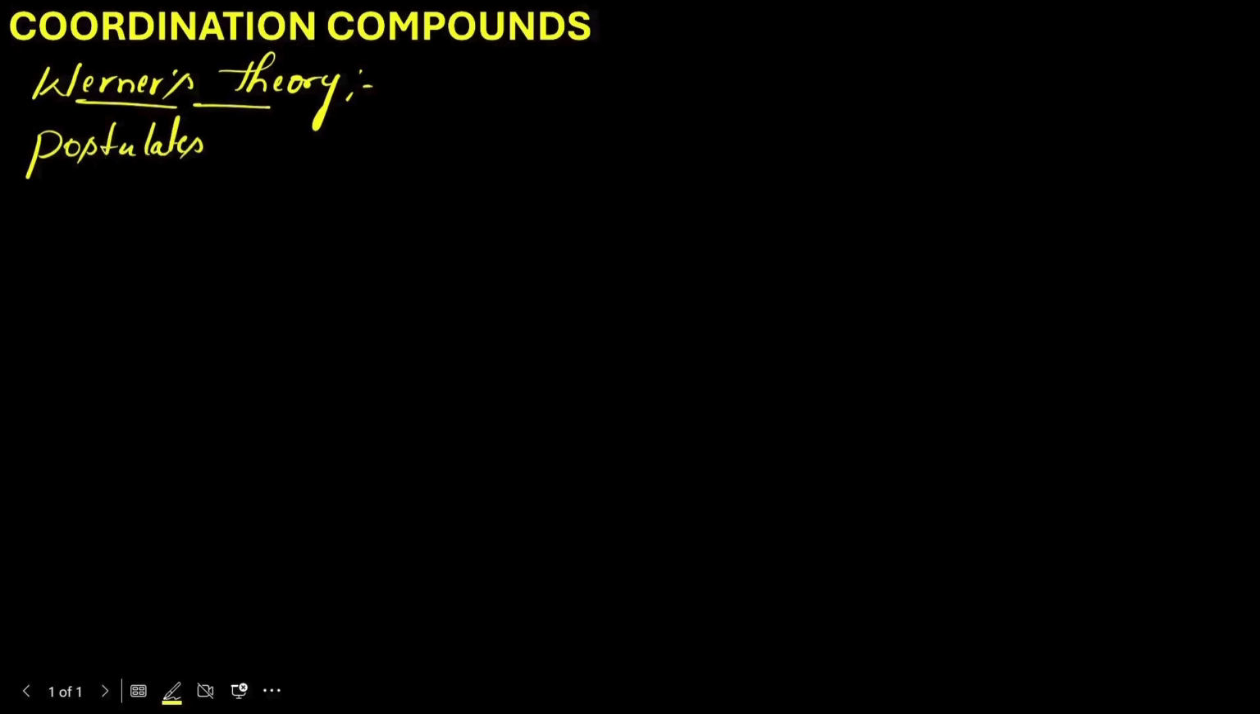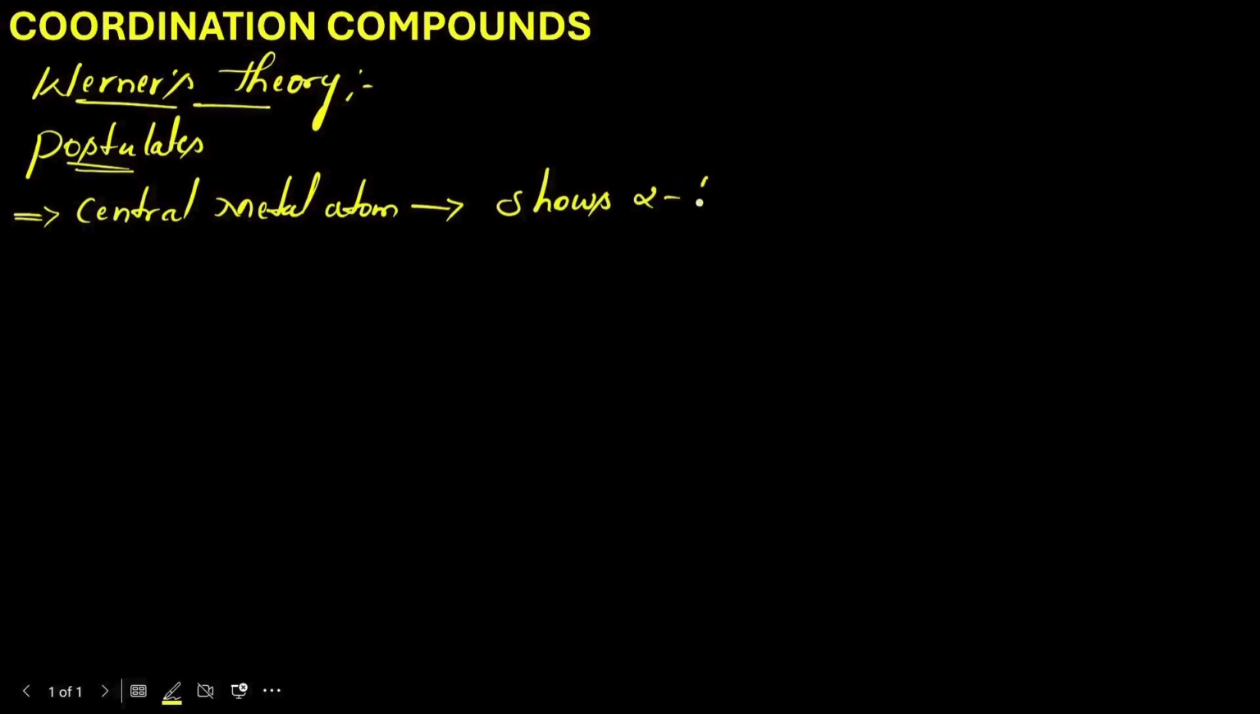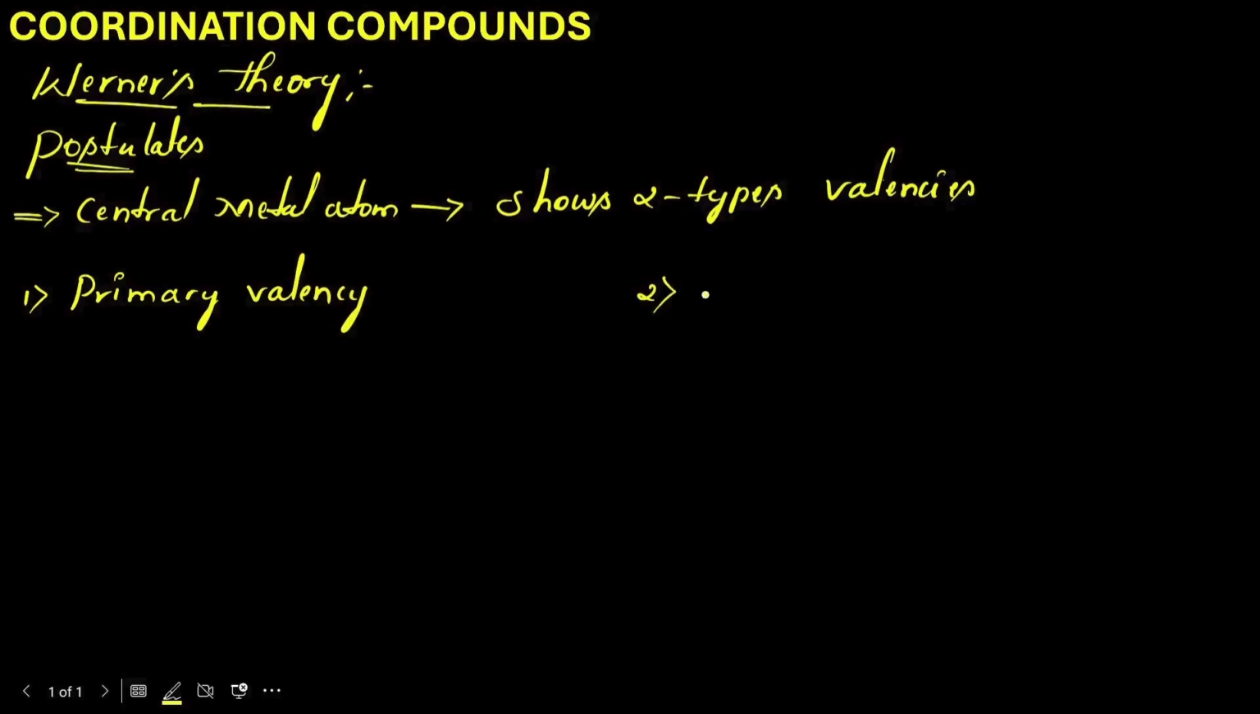So, according to Werner's theory, the central metal atom shows two types of valencies. The first one is primary valency and the second one is secondary valency. Coming to primary valency, this primary valency is ionizable.